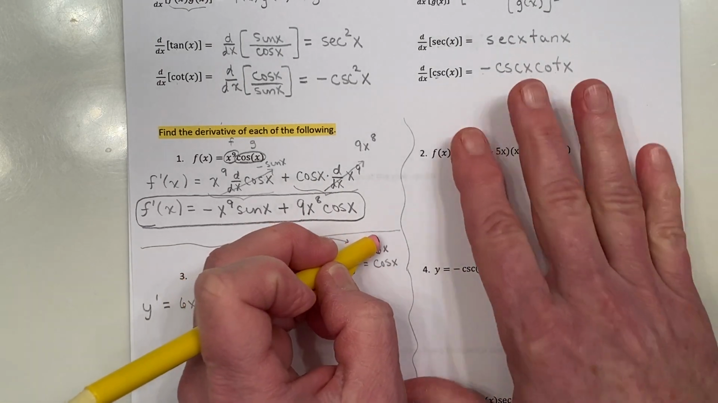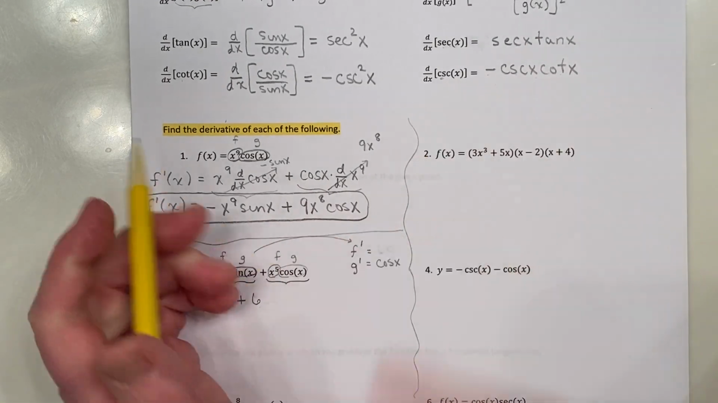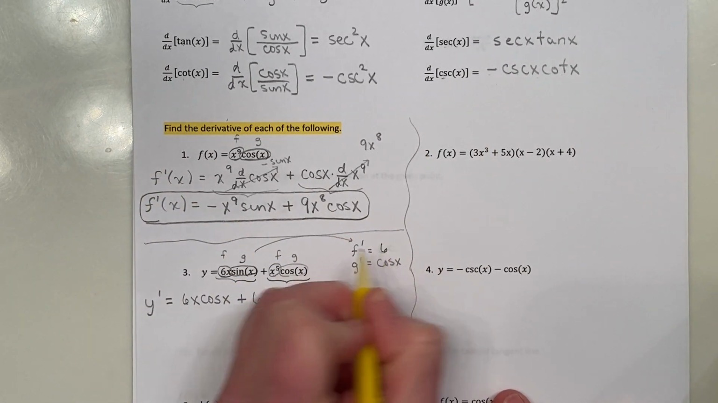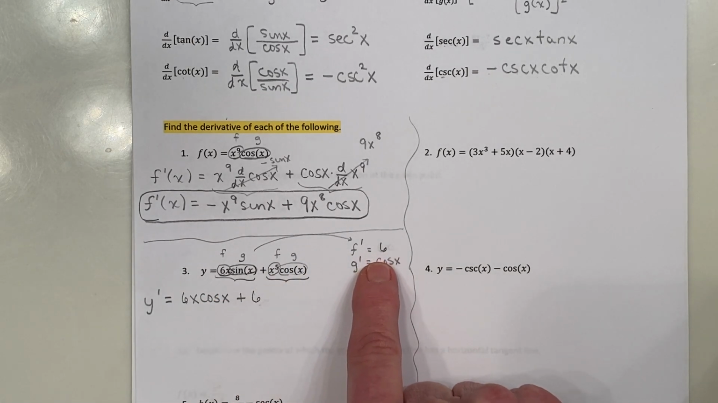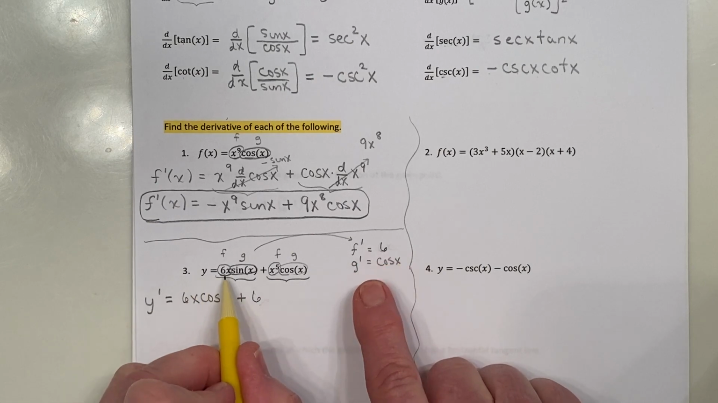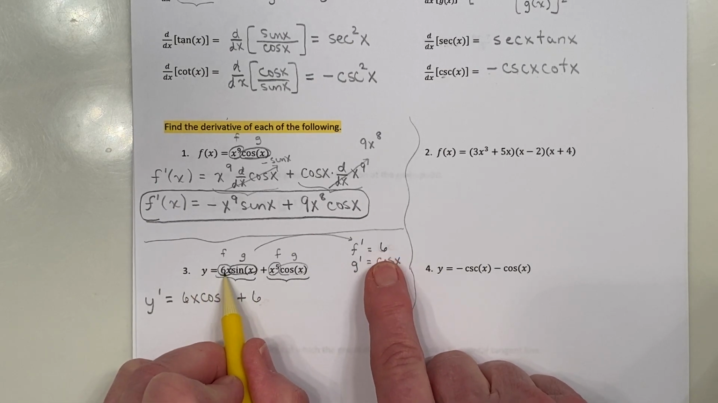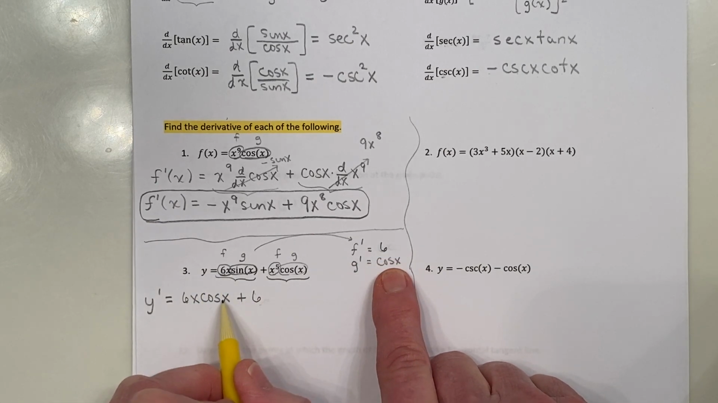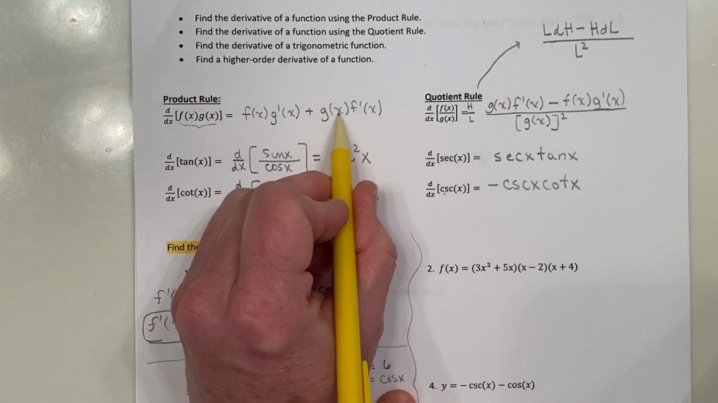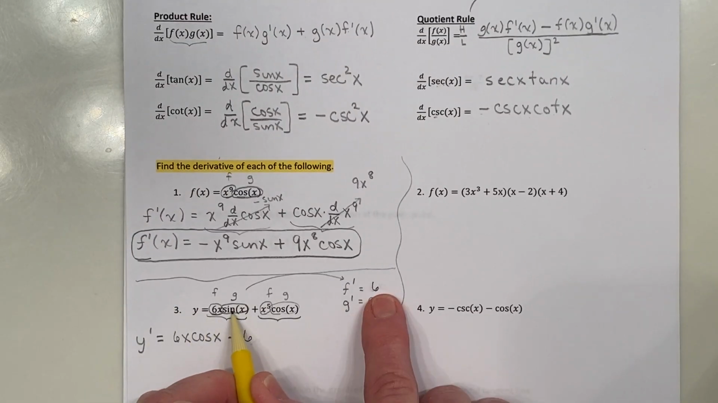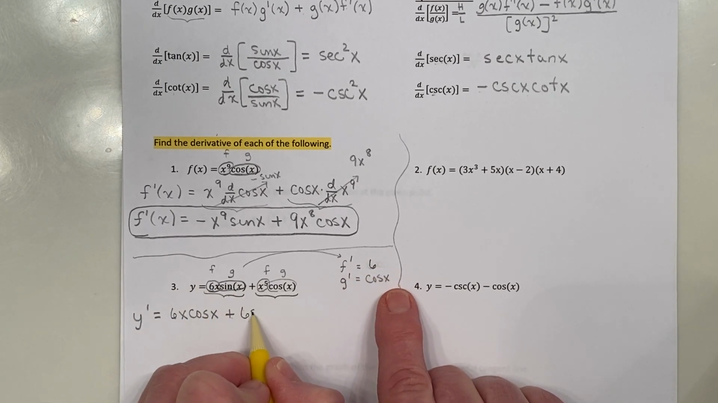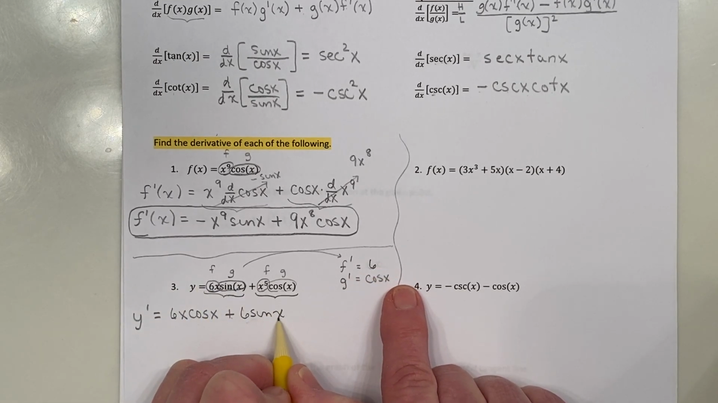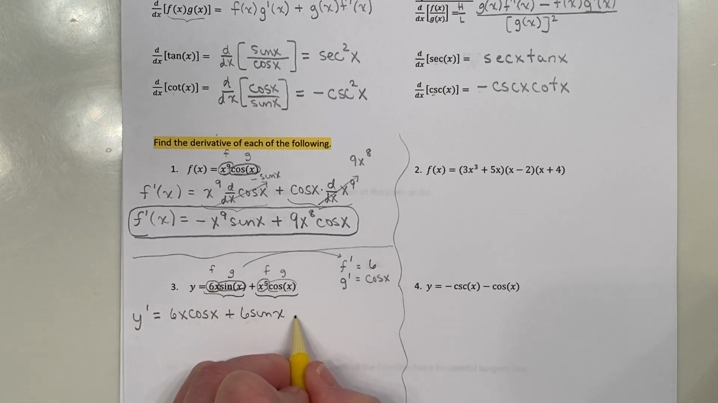F prime is not 6x. F prime is just 6. Yikes. Do not want to start all over. So sorry about that. So f prime is just 6. So let me come back here. This is f g prime. So 6x times cosine x, we're good there. Plus g f prime. G and f prime. These two get multiplied together. So that would just be 6 sine x.